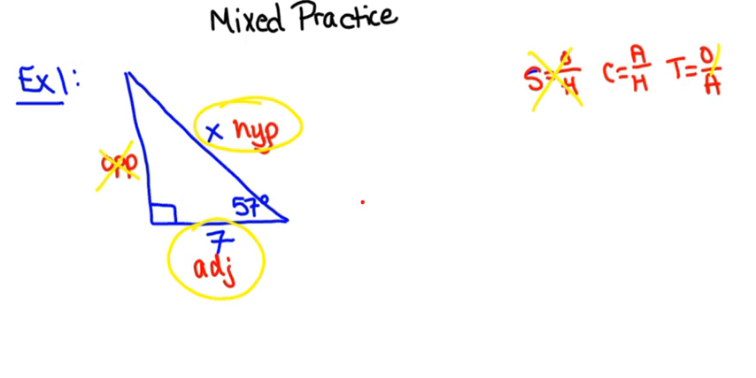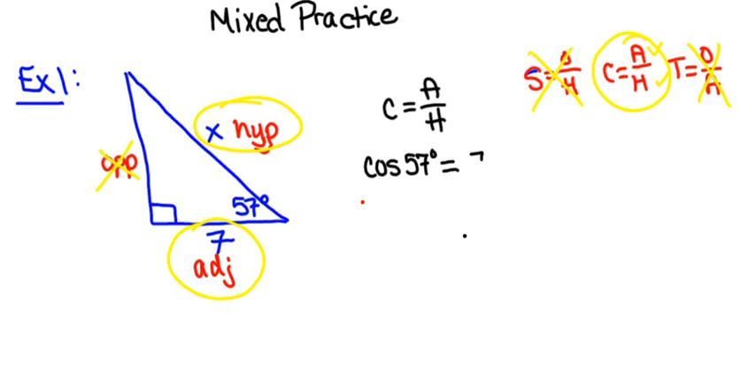So not that one, not that one. Cosine is hypotenuse and adjacent. So this is a cosine problem. So cosine of 57 degrees is equal to the adjacent side 7 over the hypotenuse x.